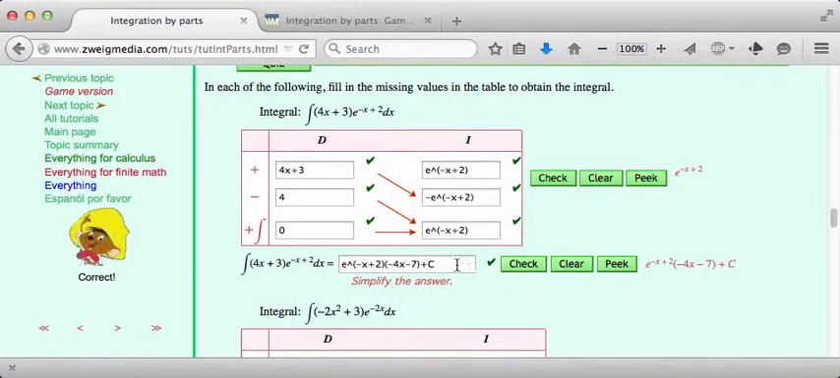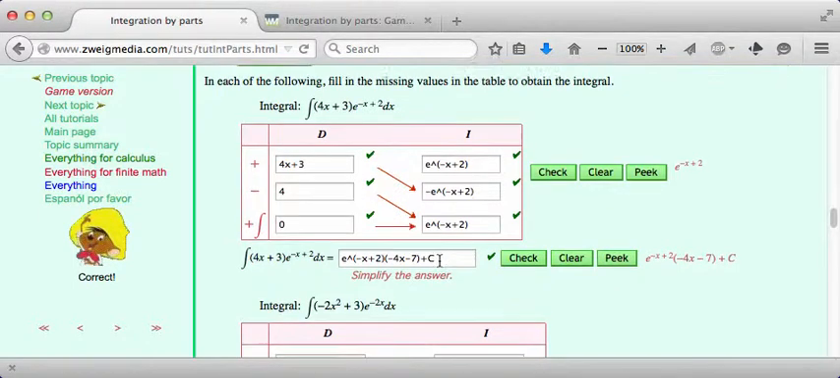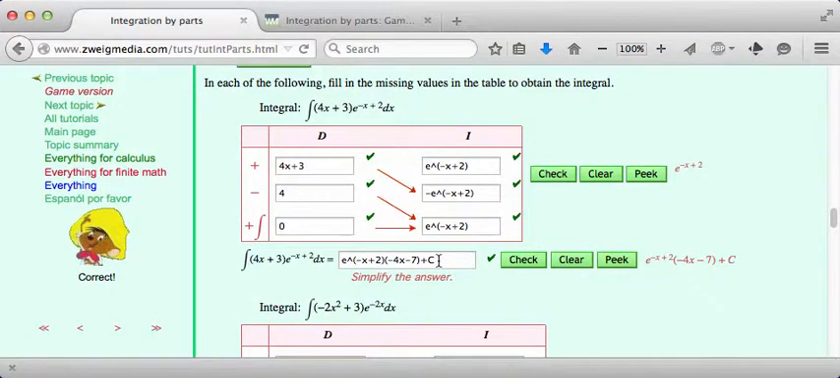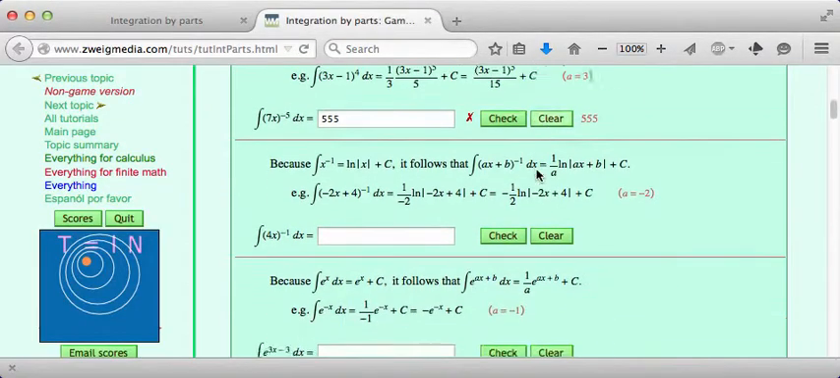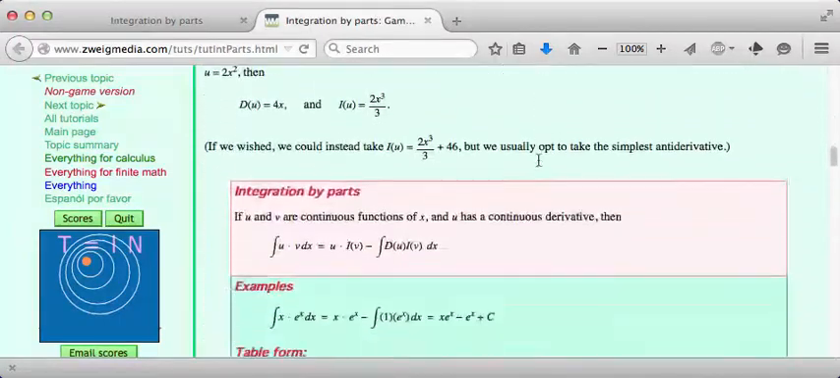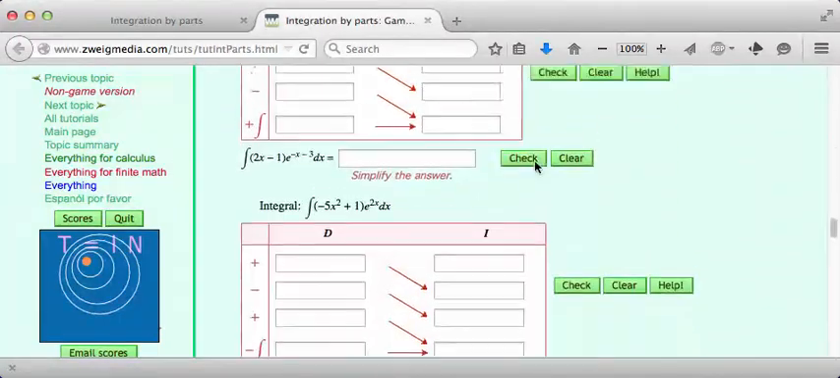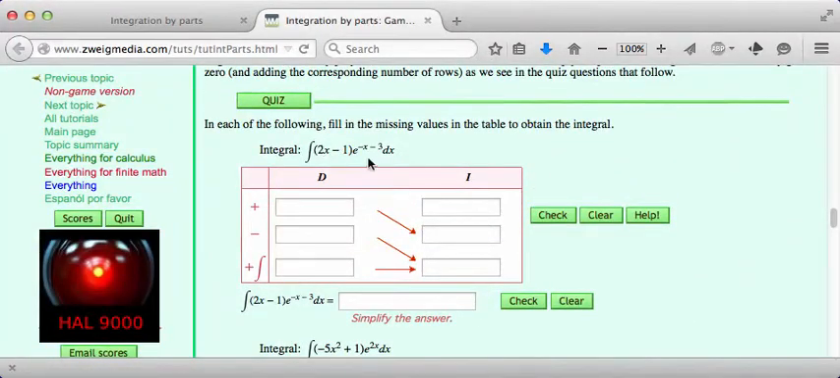So this is the kind of thing that you can do. You can practice all day. Now remember, the nasty thing about the non-game version is that the peek buttons give you the answers, so you can just get them automatically. That's no fun. So go to the game version. There are no peek buttons to help you, and every time you load it, it is different. So here's a similar problem to the one we just did, but not quite the same. Interesting.